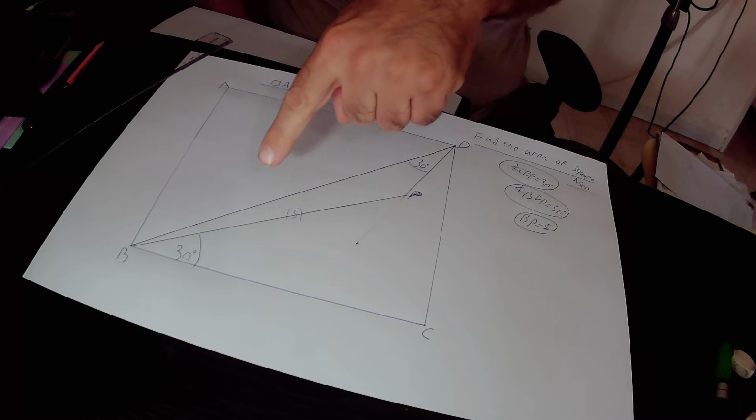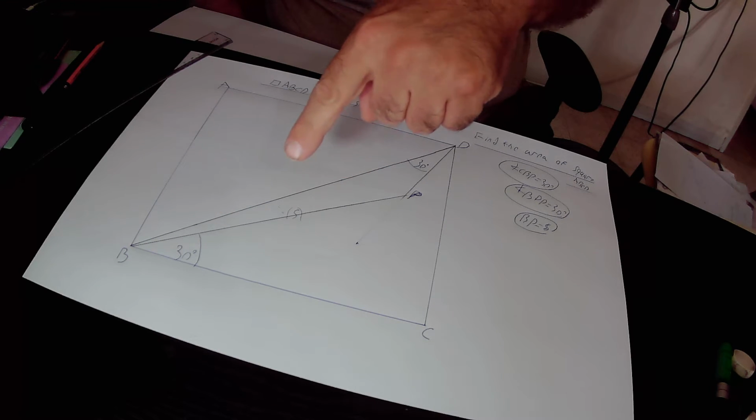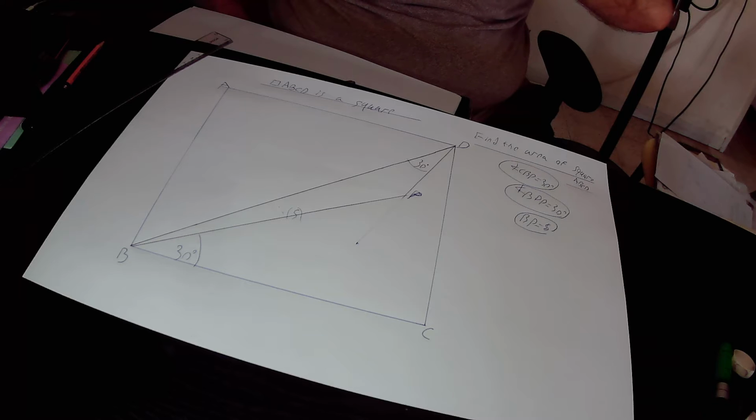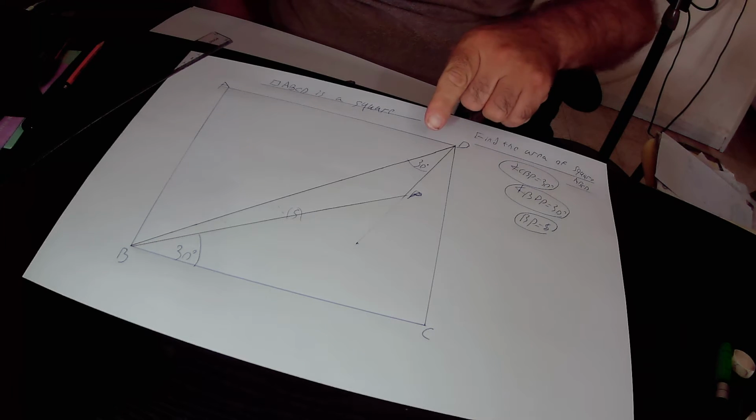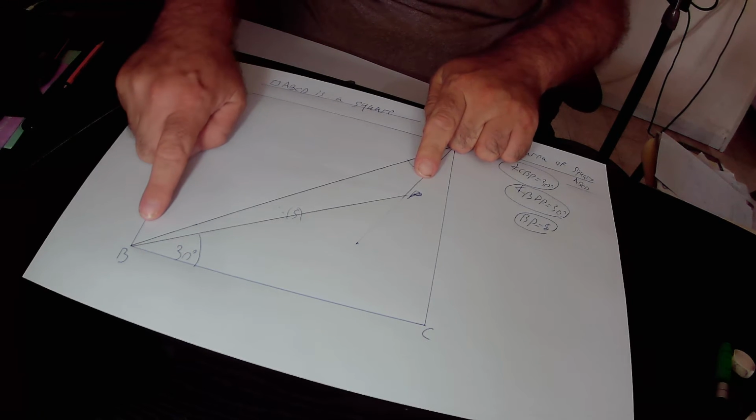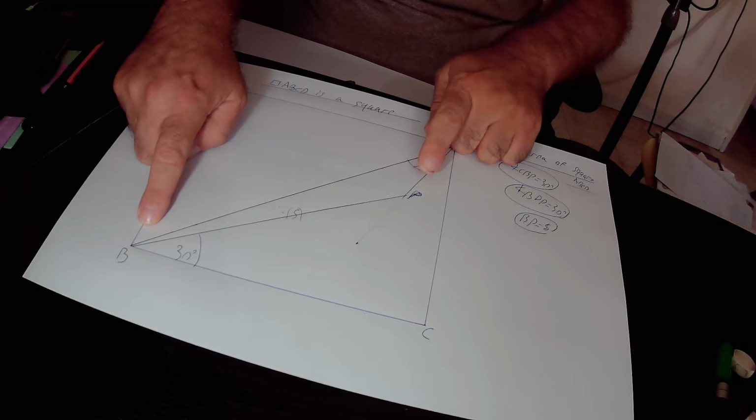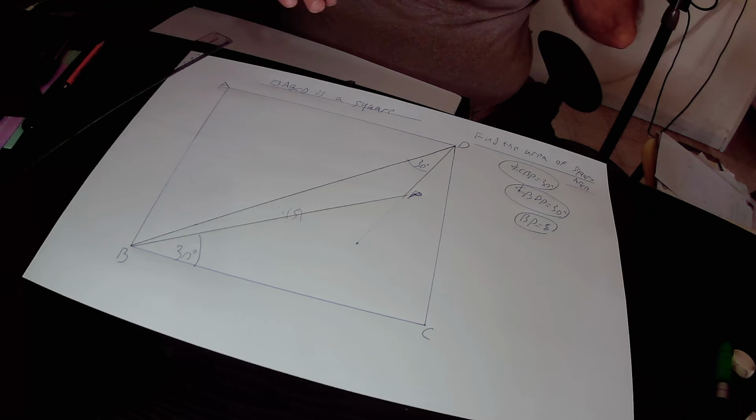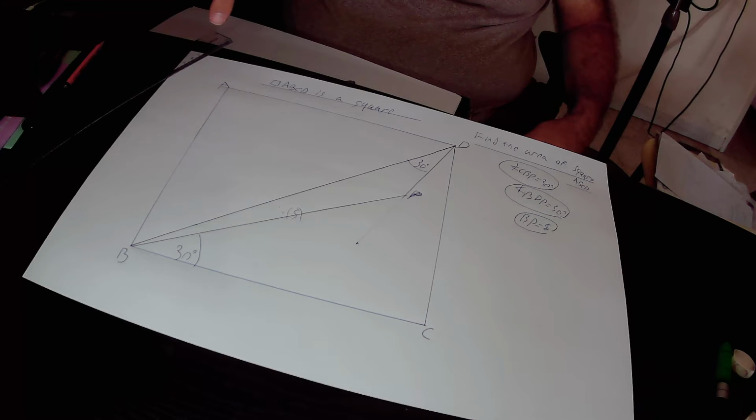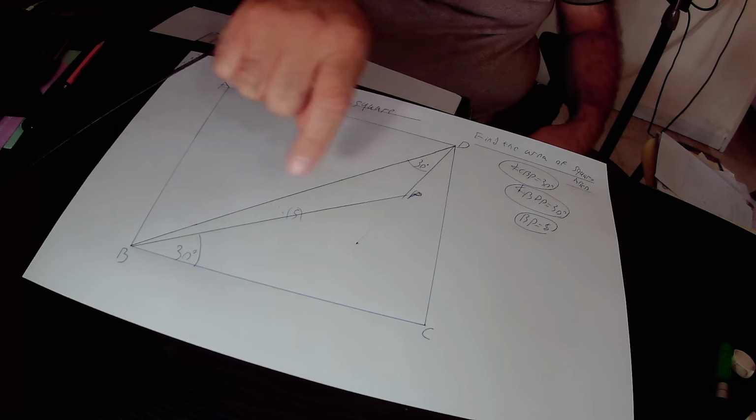This is angle PBC, that is also equal to 30 degrees in its size. Line segment PB is equal to 5 units in its length. Again, our task is to find out the area of this square ABCD.